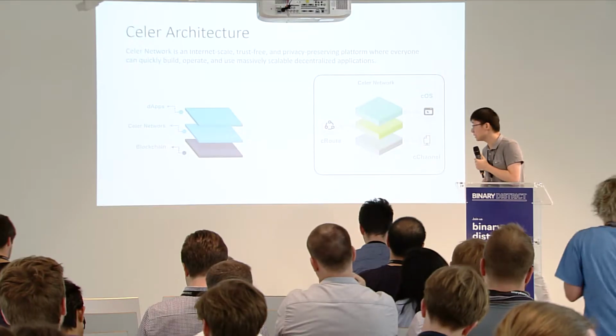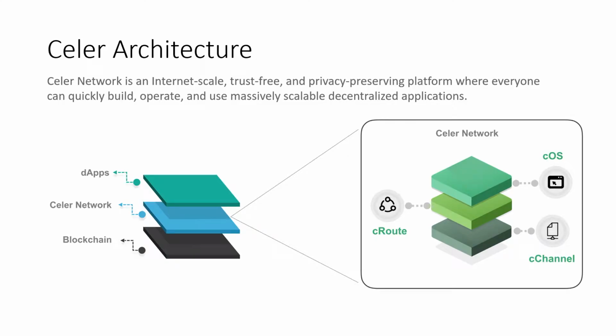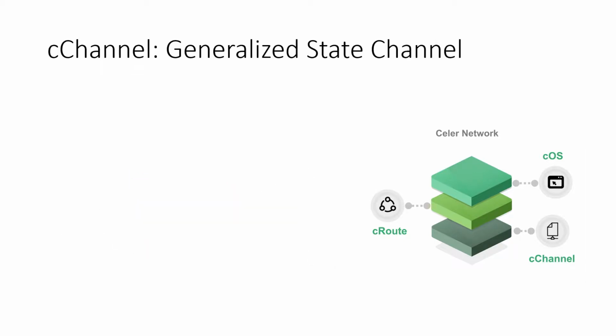Celer Network is not a standalone blockchain. It's a networked system built on top of existing and future blockchains that support smart contract logic. So it's basically a layer between the underlying blockchain and the massively scaled decentralized applications running on top of it. At the core of Celer Network, we have three components, three layers: the underlying cChannel, and on top of it, cRoute and CelerOS. In the next few slides, I'll quickly go over a review of these components.